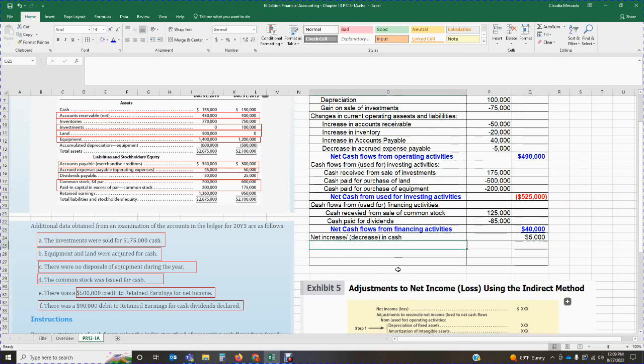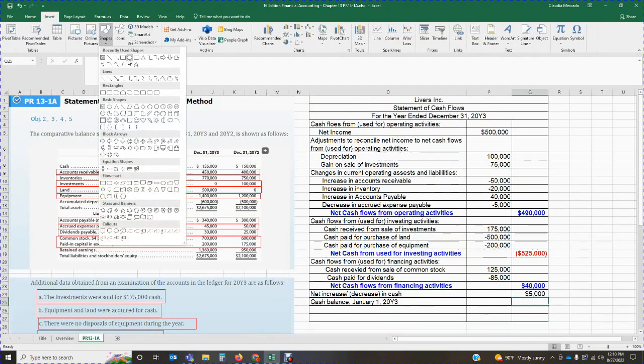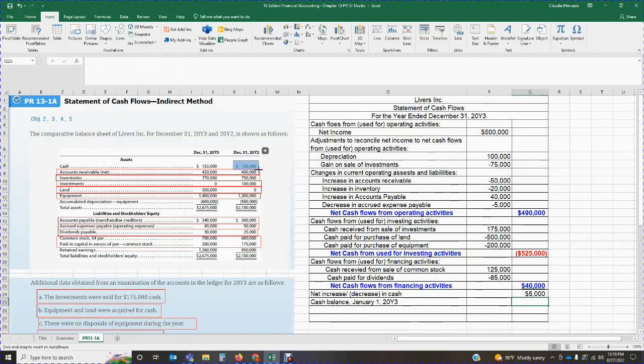Now we're going to make sure that we did everything correctly. In accounting, we always have a way of calculating if what we did in the statement of cash flows is correct, if our numbers coincide. So we're going to start off with our cash balance on January 1st, 20Y3, which is the cash balance from last year.